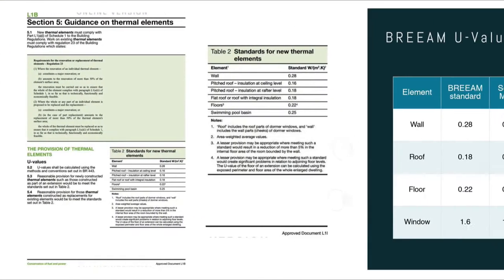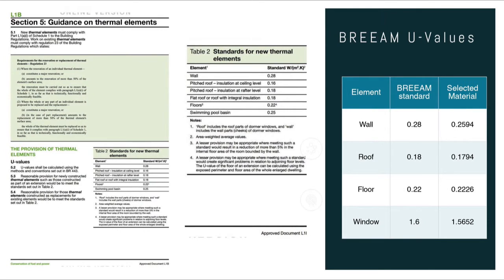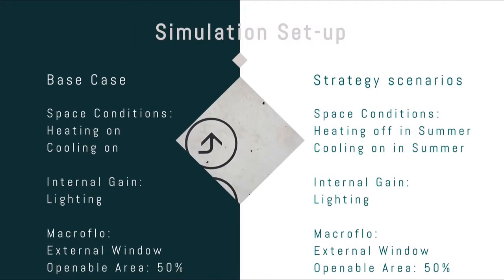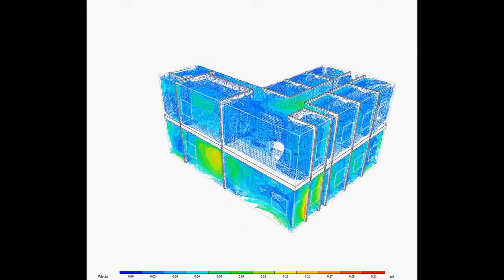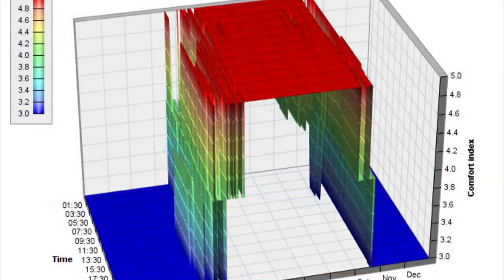The thermal profile and model setting for the base case was set up to have the heating and cooling on during the entire year, and with lighting as the internal gain and 50% of the openable area for the external window. For the purpose of comparing the effectiveness of cross-ventilation during the summer, the thermal profile and model setting had the cooling and heating off during the summer months of June, July, and August, but had them on during the other 9 months. Therefore, the only energy accounted for during the summer is from the plugins and lighting. Upon running the model of the base case, the comfort index looked to be between 4.8 and 5.